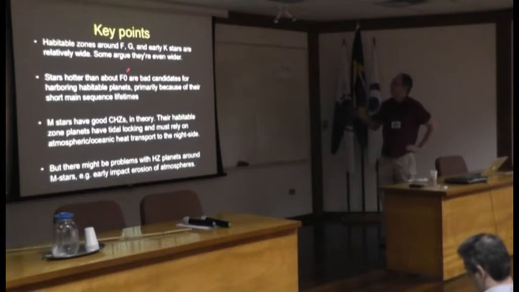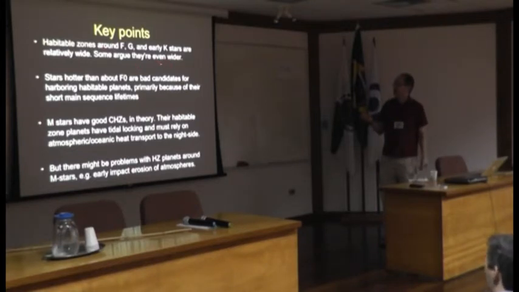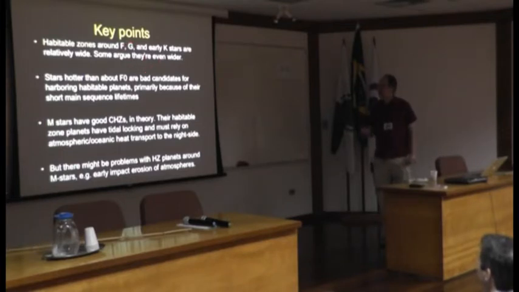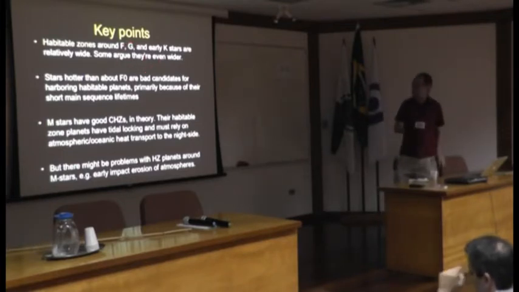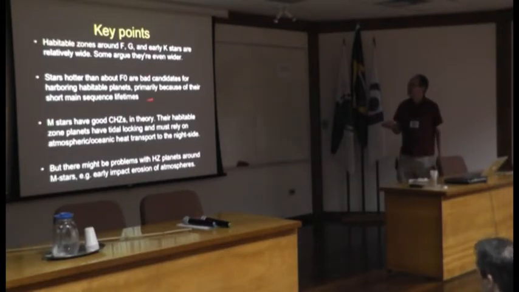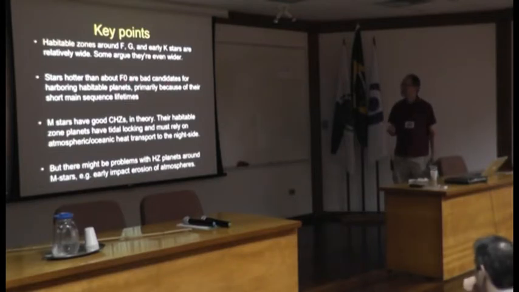So, to summarize on the habitable zones, the habitable zone around F, G, and K stars is relatively wide, and some argue it's even wider. And these are long-lived stars, in the case of G, similar to our own, that potentially could have planets with life. Stars hotter than the F0 stars are probably bad candidates because of their short lifetimes.